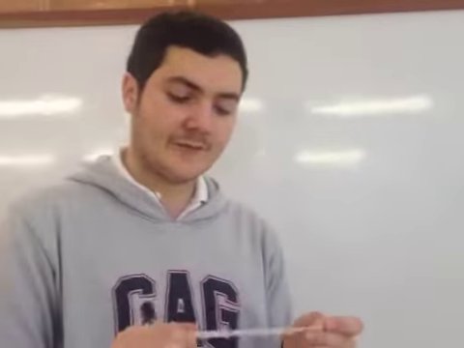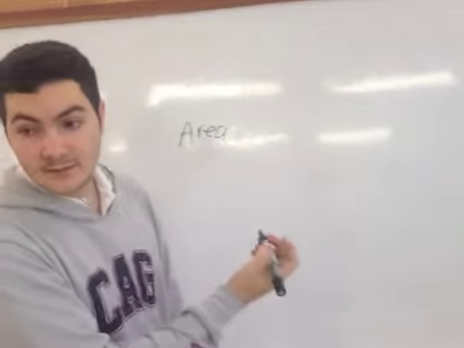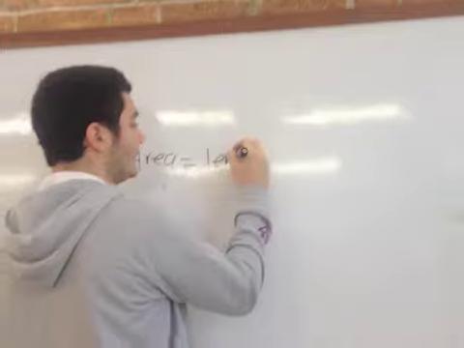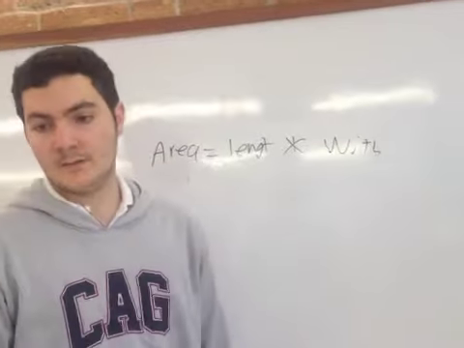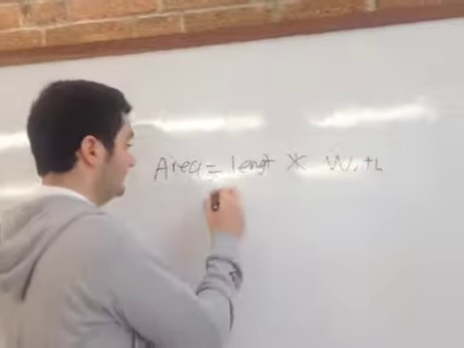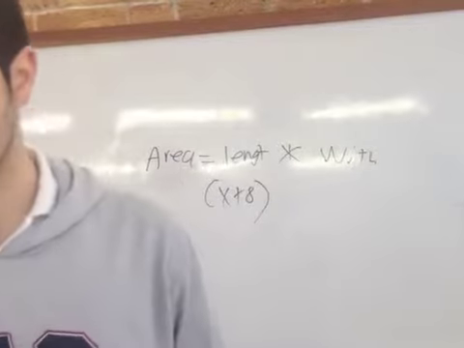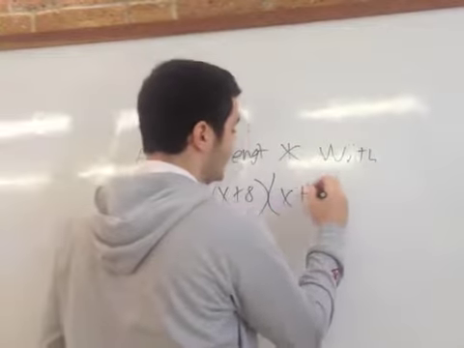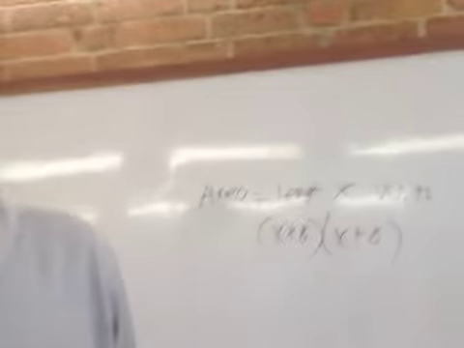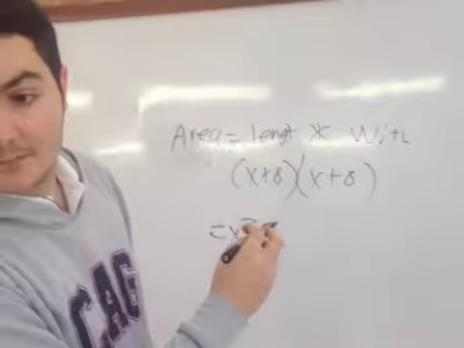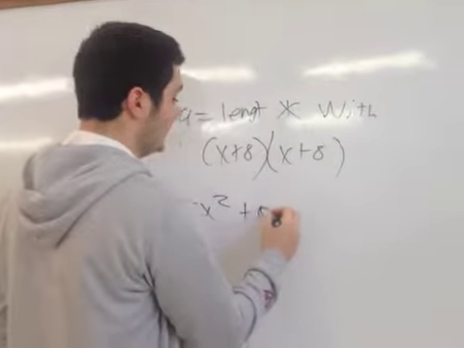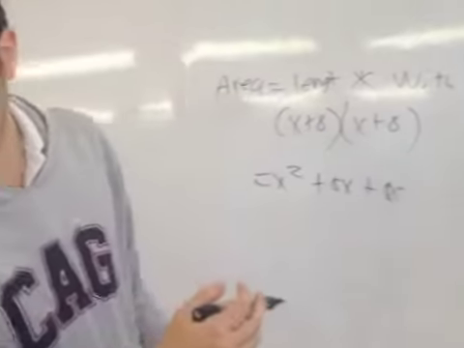Write the polynomial expression for the area of a square whose side is x plus 8. It's simple. First, area equals length times width. So it's x plus 8 times x plus 8. So that equals x squared plus 8x plus 8x plus 64.